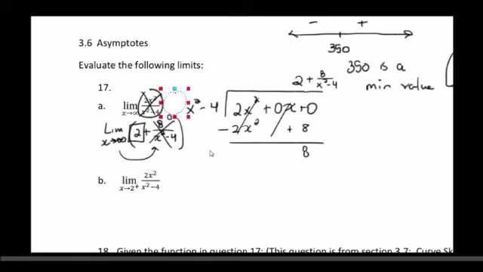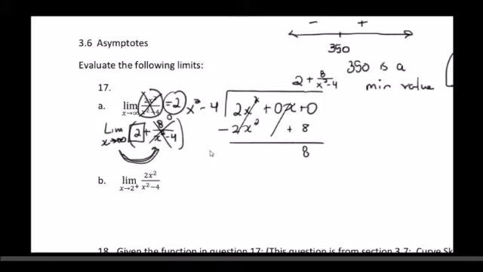So however you want to think about that one, you can think about it as far as the behavior of the graph as x approaches infinity, f of x approaches the horizontal asymptote, which is 2, or you can do a simple algebraic approach like we did here.